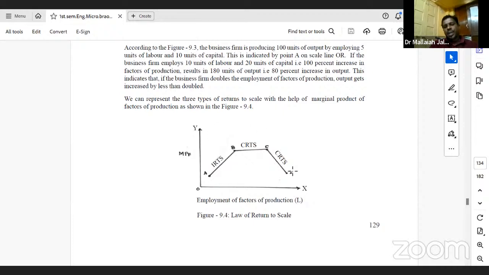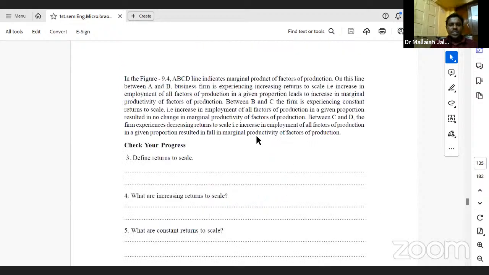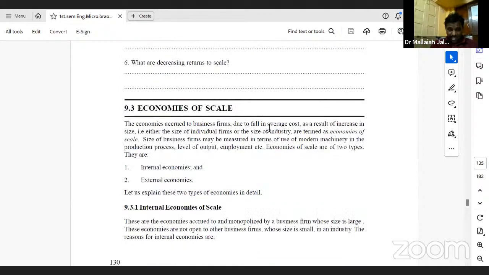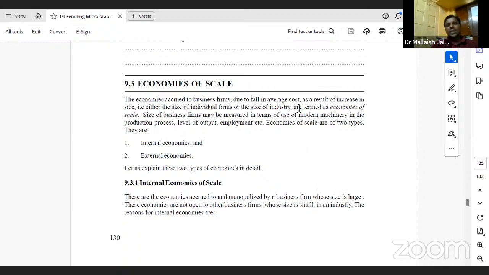From C to D, that is declining, decreasing returns to scale. See here, there are economies of scale. Generally, here I'm stopping this slide. Slide is not required.